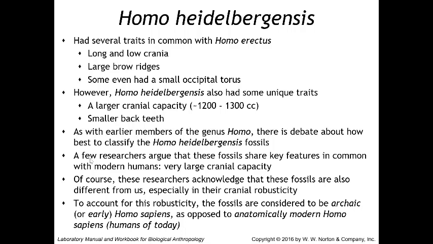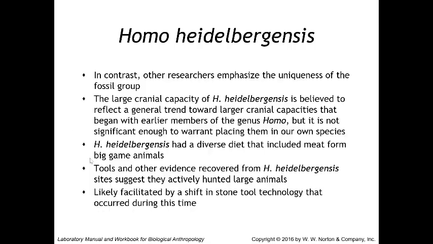A few researchers argue that they share key features in common with modern humans, that very large cranial capacity being one of them. But these researchers also acknowledge that these fossils are different from us, especially when we're looking at their cranial robusticity. So to account for that robusticity, the fossils are considered to be archaic or early Homo sapiens, as opposed to anatomically modern Homo sapiens, or humans of today.